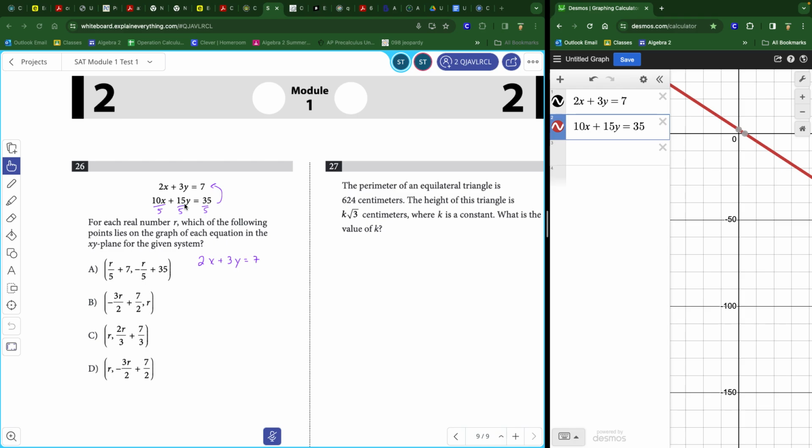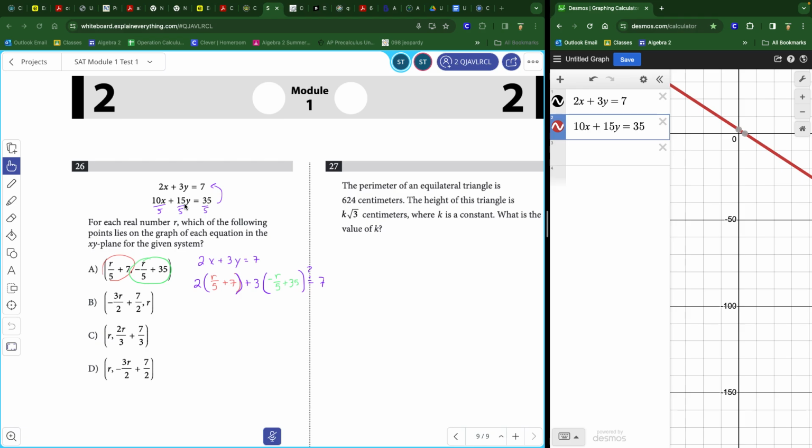I'll go, well, that'd be 2, because that's the purple. Here comes what the x value is: r over 5 plus 7. And then close my parentheses. Then I got plus 3, and I have to put in my y value. My y value, I'll circle it in green, is negative r over 5 plus 35. And the question is, is that a solution? Does that make this equation true? Does it make it equal 7?